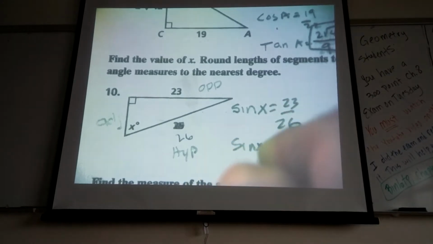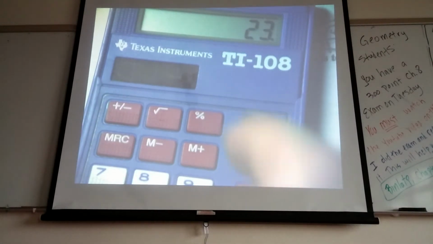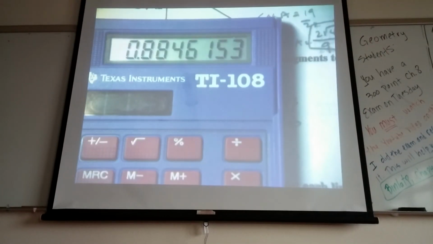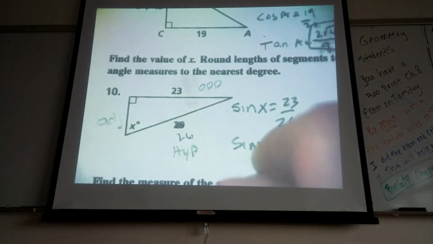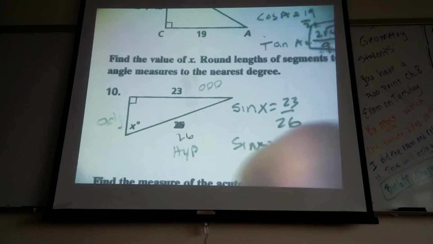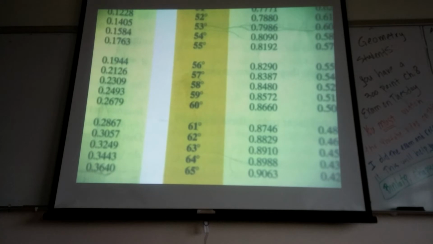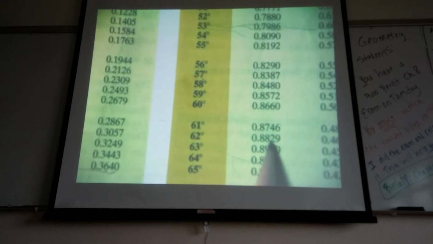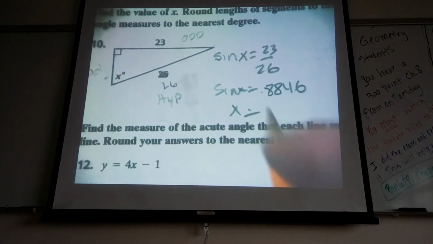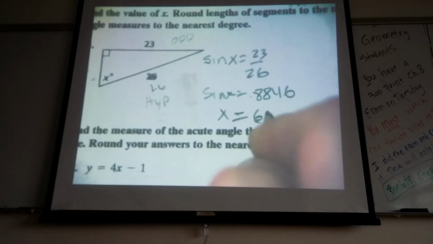So I am just going to go ahead and do this in my calculator. 23 divided by 26, and I get 0.8846. Look at page 769. Look underneath the sine. I'll show you here. 0.8846. Here's the sine. I'm looking around 0.8846. So probably a little bit more than 62, but I'm going to go with 62 degrees. So let's say x equals 62 degrees.